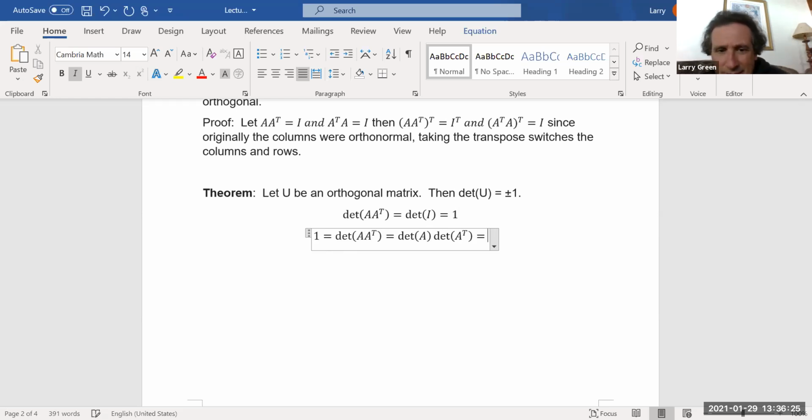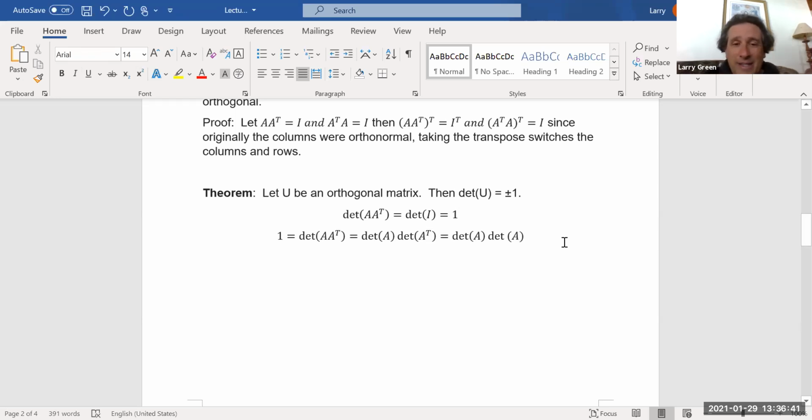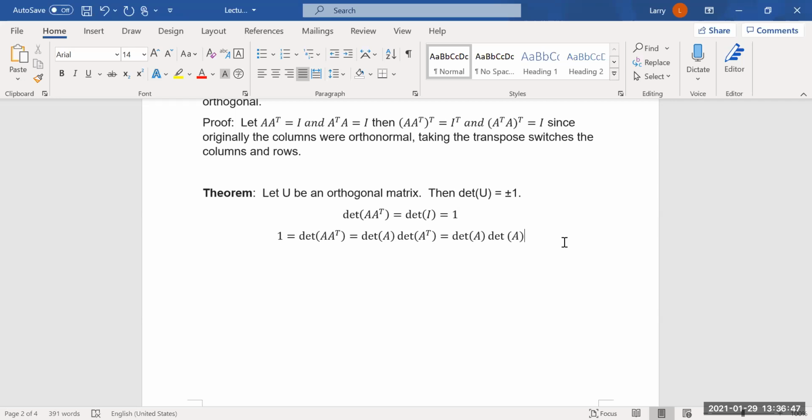But the determinant of A transpose is just the determinant of A. We had that as a theorem. Do you remember that theorem? Yes. All right. Well, guess what? If you have something times itself and you get 1, what do you know about the number? It's either 1 or -1, and that's the theorem. We're done.